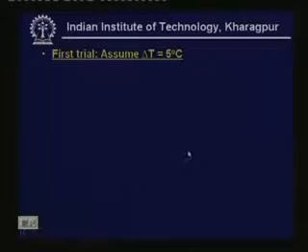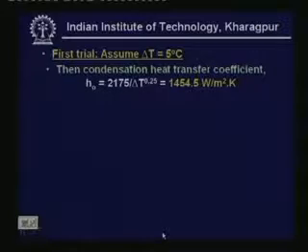Okay. So as I said, we have to go for a trial and error method. So first let us take an initial guess value of 5 degree centigrade. So once you take a guess value of 5 degree centigrade, condensation heat transfer coefficient h naught is equal to 2175 divided by delta T to the power of 0.25. So delta T is 5 degrees. So from this we find that heat transfer coefficient is 1454.5 watt per meter square Kelvin on the refrigerant side.